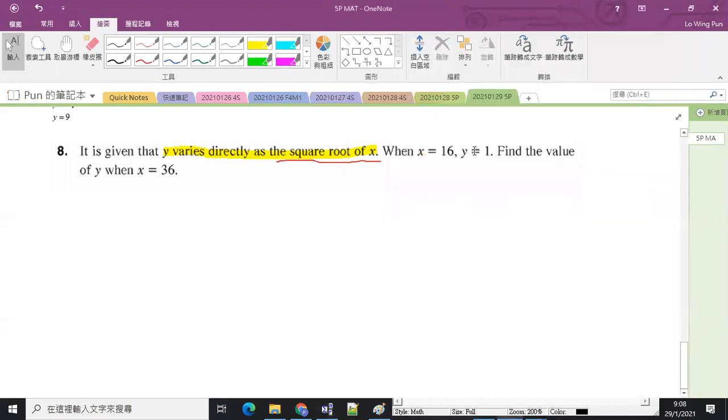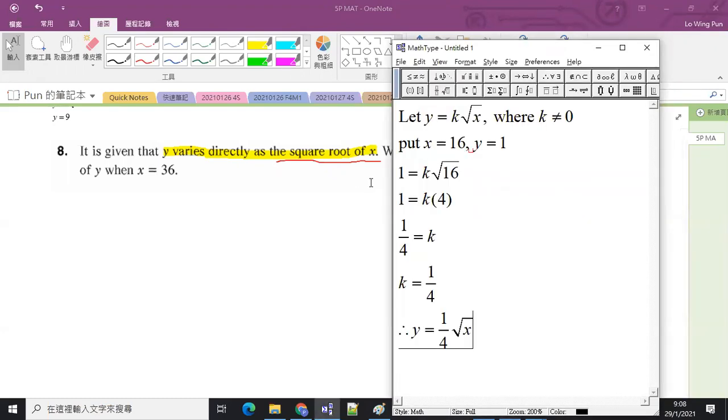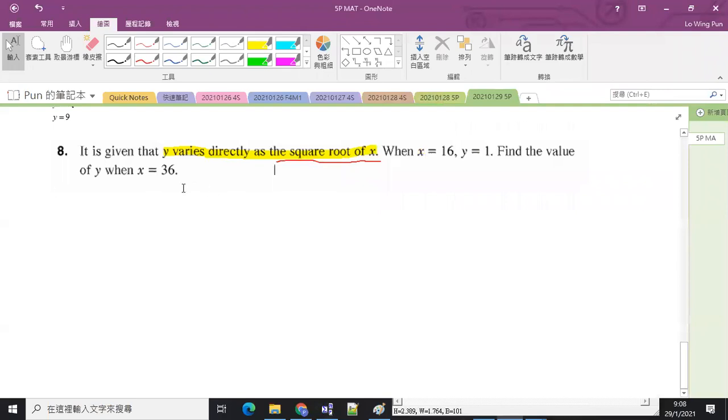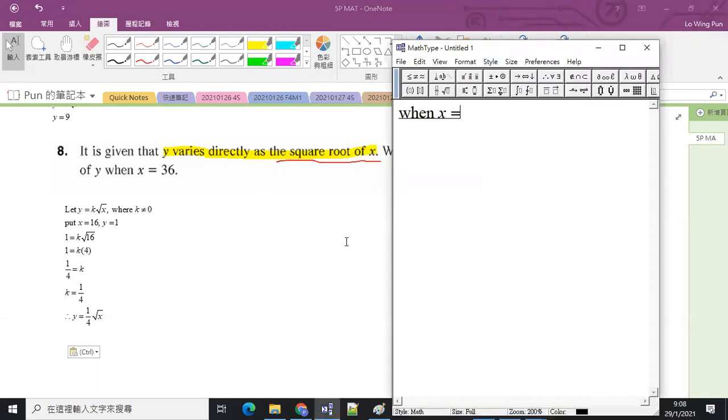But the question is not asking you to express y in terms of x. It is asking you to find the value of y when x is equal to 36. So when x is equal to 36, you just calculate the value of y by using your formula. It's 1 over 4 times square root 36. And the right-hand side is a pure number, so you may use the calculator. It should be 3 over 2. Can you get this?